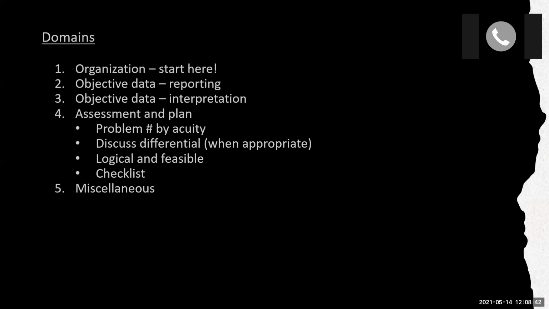And then interpretation of the data and assessment and plan kind of go hand in hand. But the biggest mistakes we see in assessment and plan are not organizing your problem list by acuity. And so the thing that's going to kill the patient the fastest is what I put as my number one problem, right? And then there could be a couple of problems that are competing with each other, and you just have to decide which one is the more pressing for the day. And then discussing a differential only when appropriate. If you know the person has a GI bleed from an ulcer, you don't have to talk about your differential every day, because now we know what the diagnosis is.